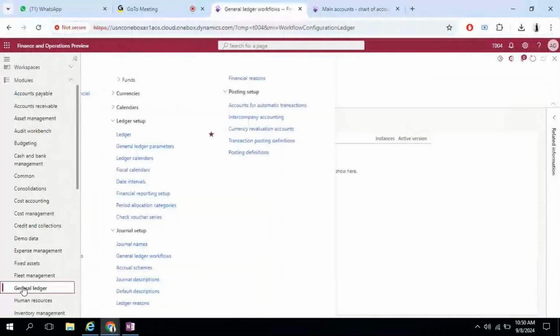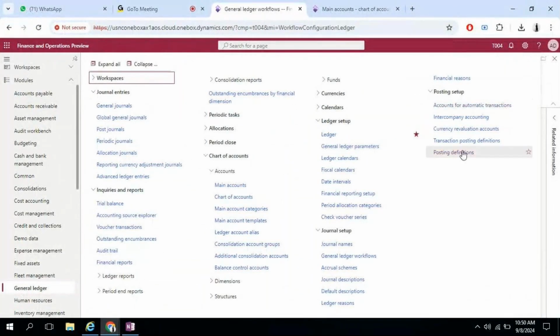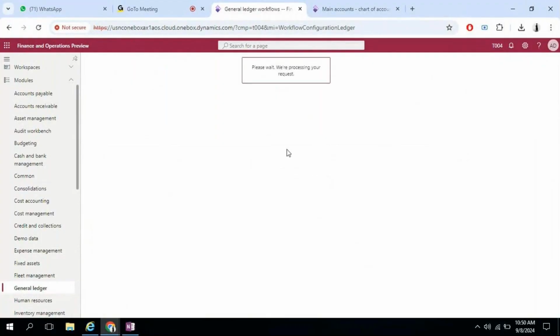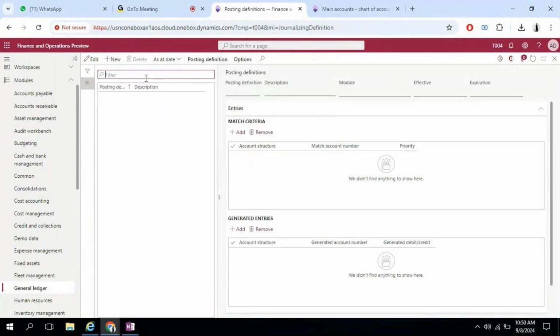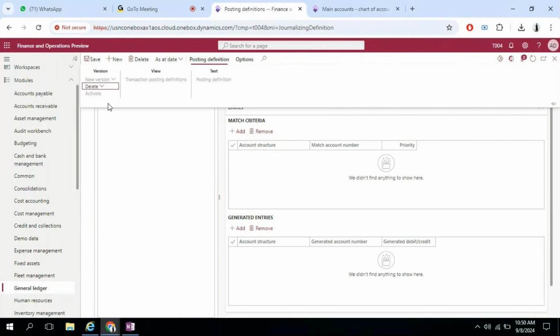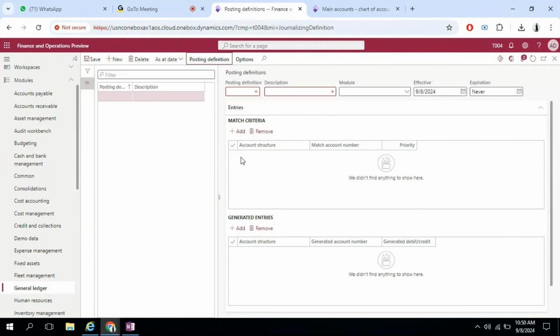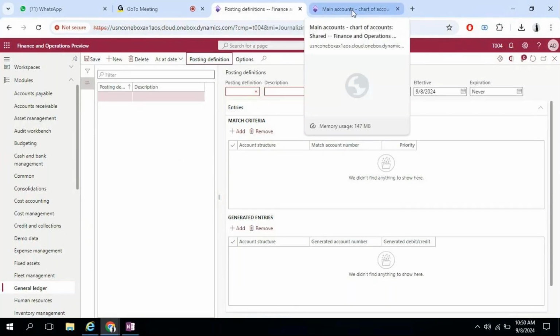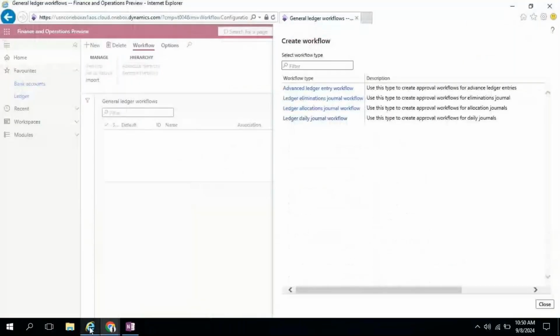If you go to the general ledger module, you have a posting definition. Inside the posting definitions, you can create a new one, and over here you need to define the generated entries and the matching criteria. Once it is matched, when you're posting an expense entry, a few more entries will be automatically created by the system. Okay, so in that way you can utilize it. What happened, it is not opening.